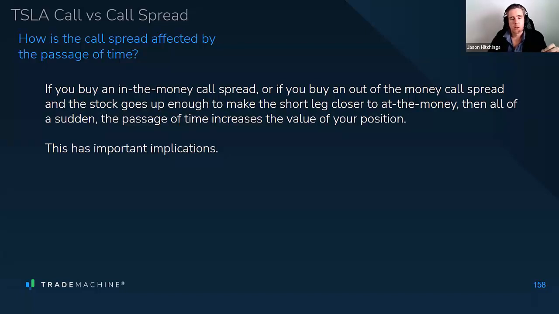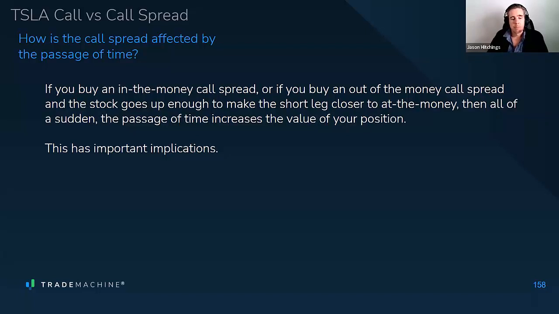And so it could be because you're trading an in-the-money call spread. Maybe you bought the 800 strike and you sold the 840 strike. So you're buying a call spread that's in the money. And then the same thing would be true: the option that's closer to at the money has more time value. And as time passes, that's the option that's going to lose more of its value.